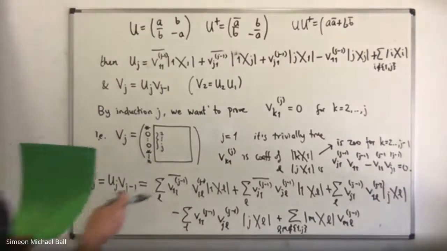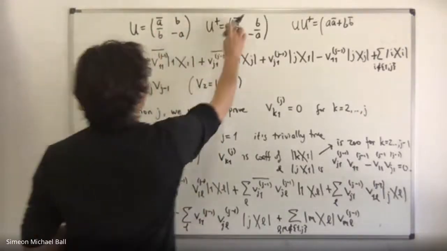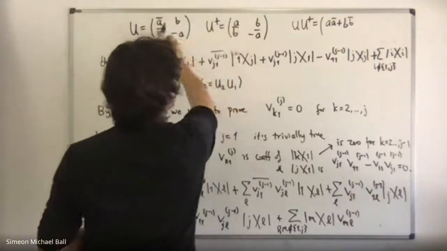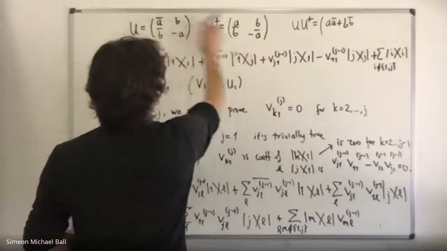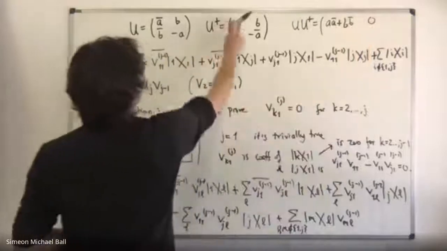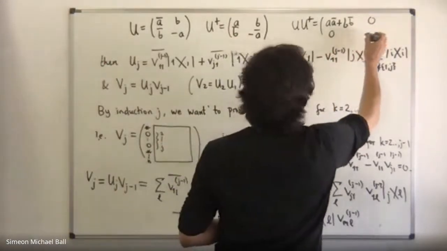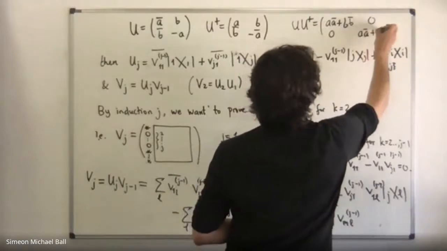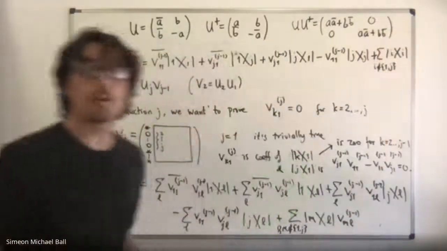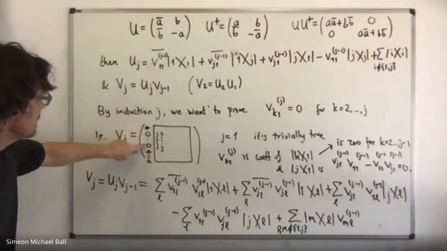Oh, sorry. This was A bar here. Yeah, A bar here. So this is no longer A. Okay, so this is AA bar plus BB bar. A bar B minus A bar B is 0. AB bar minus AB bar is 0. And here we have A bar plus B bar. Okay, so up to a scalar factor here, this U is unitary. We've proved this is 0 up to here.